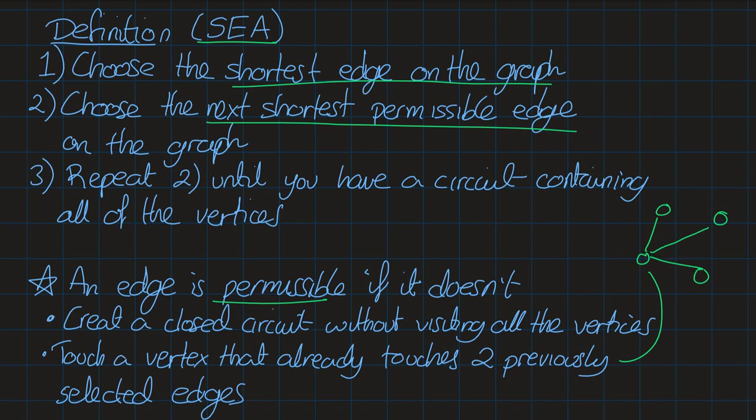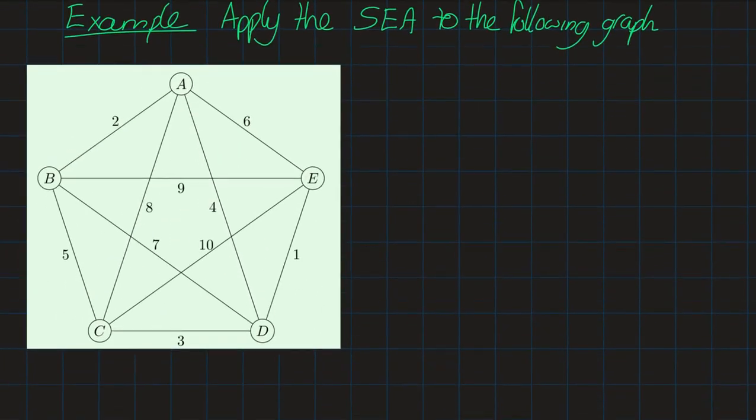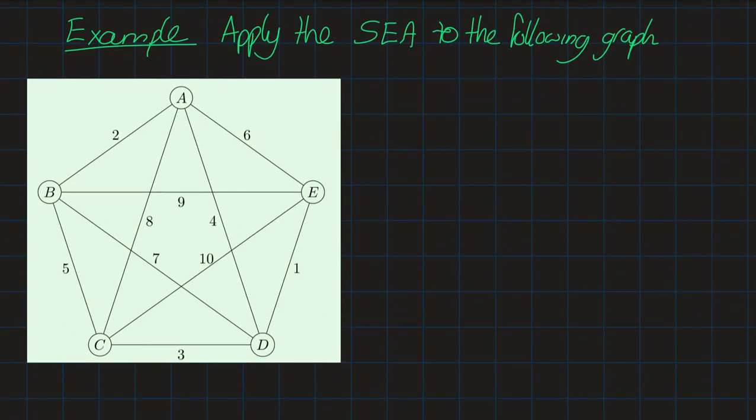Okay? So let's see this algorithm in practice. I think the most confusing part of this algorithm is this notion of what's a permissible edge to select. But once you start doing a couple of examples, it will all become clearer, maybe. So, apply the sorted edge algorithm to the following graph. This is the same graph that we looked at last time, okay? So unlike the nearest neighbour algorithm, there is no starting vertex. You simply look at all of the edges and you choose the smallest one.